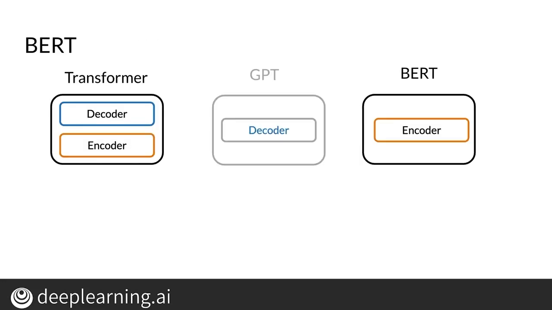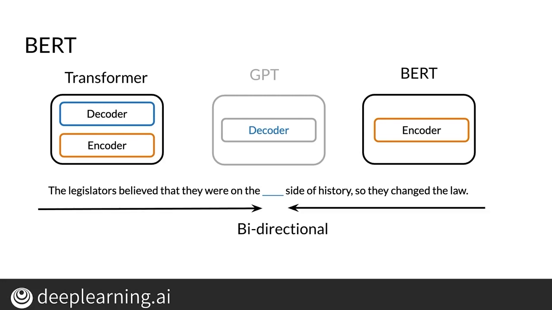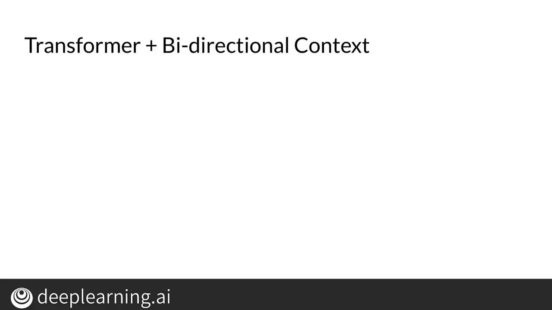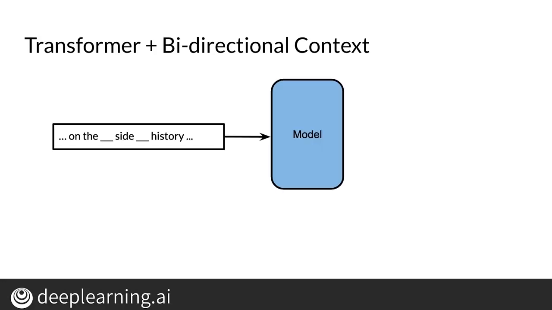So this is a recap. Transformers encoder decoder, GPT makes use of decoders, and BERT makes use of encoders. So over here you have the legislature believed that they were on the blank side of history, so they changed the law. And over here we can make use of bidirectional encoder representation from transformers, and this will help us solve this issue. So this is an example of a transformer plus bidirectional context.